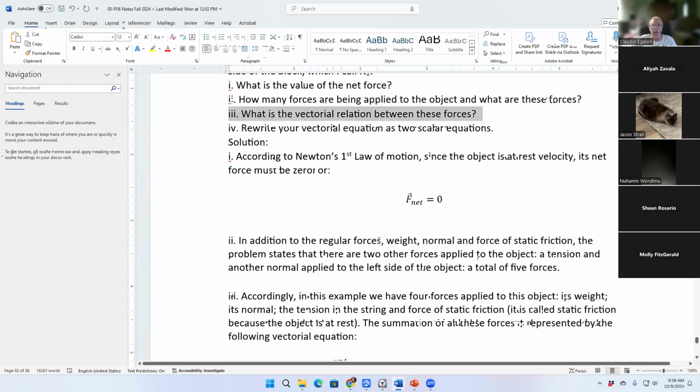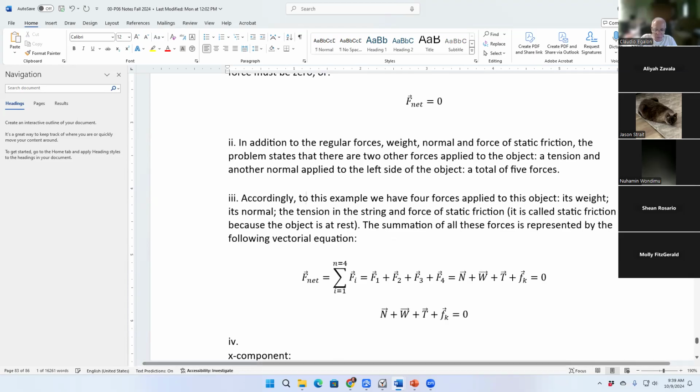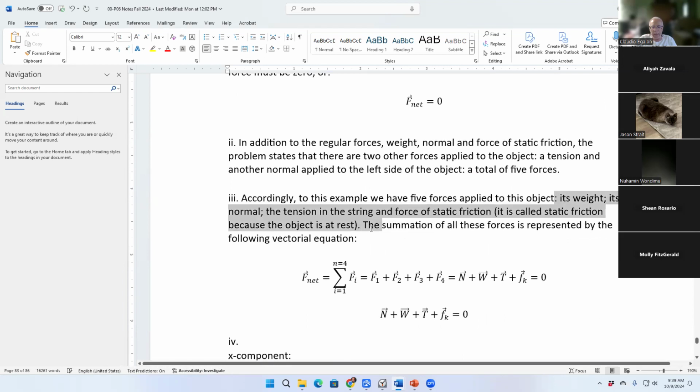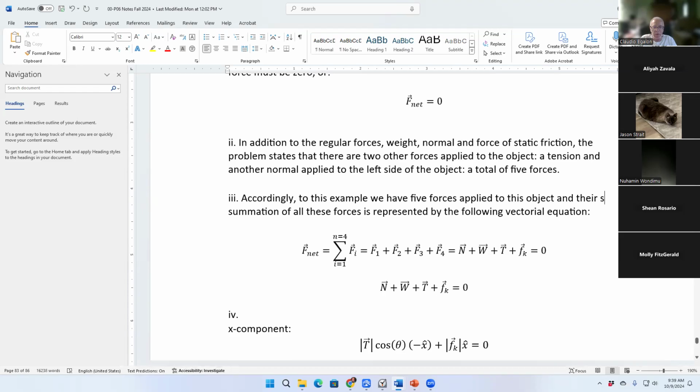Now we have to get the vectorial relation for these forces. What's the vectorial relation between these forces? According to this example, we have 5 forces applied to this object, and their summation must be 0, because the object is at rest.